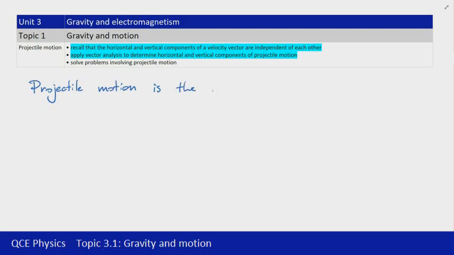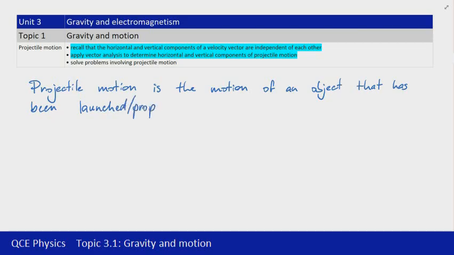So we can consider it as being the motion of an object, and that object, consider it to have been launched or propelled. So it's not just something moving along the ground. It's been launched or propelled, and that's happened through a uniform gravitational field.